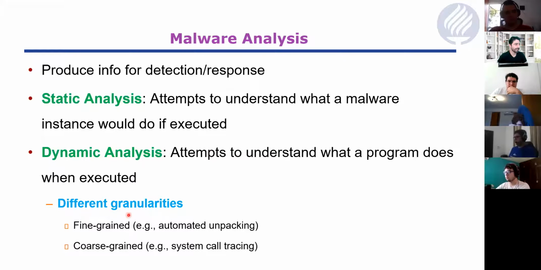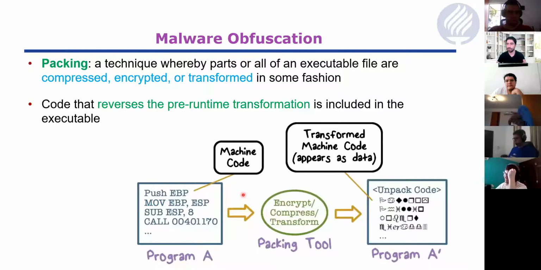It can have different granularities, or different levels of detail. When we are analyzing the malware, it can be fine-grained or coarse-grained. For example, in fine grain, we use automated unpacking tools to unpack the malware, or in coarse grain, we use much more detail, like tracking the malware behavior, for example checking the system call tracing and how they are used by the malware.